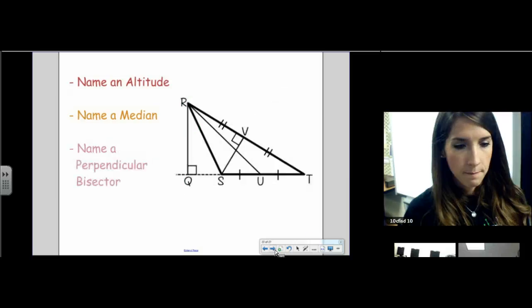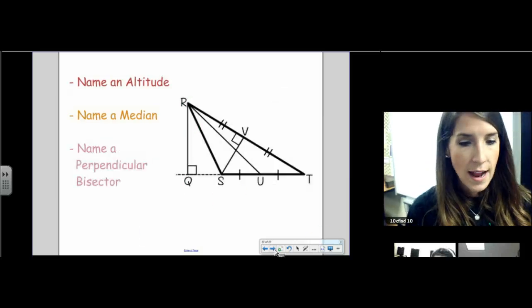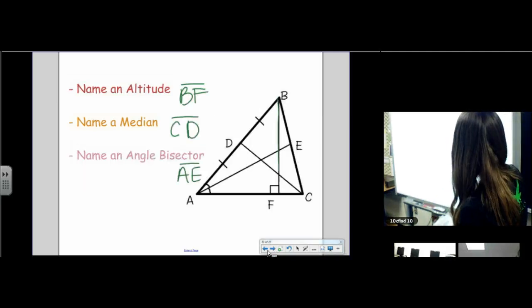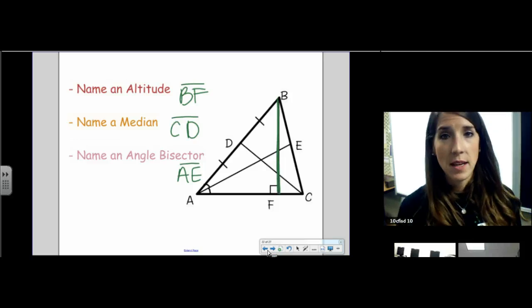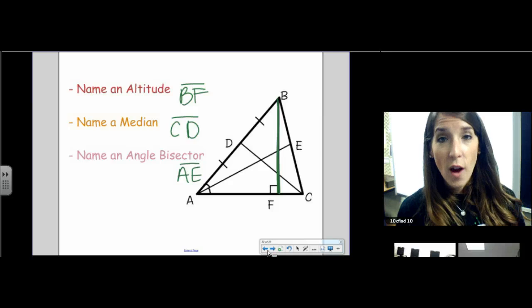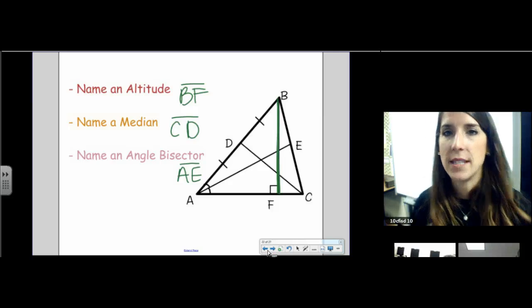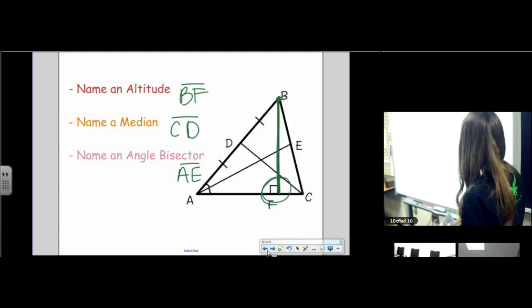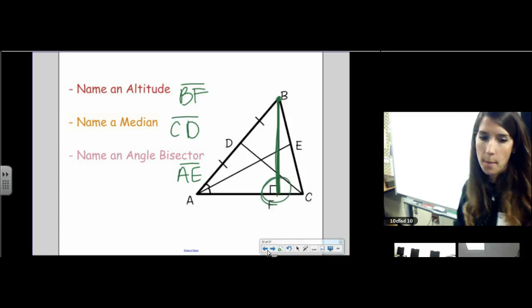Okay, next one. Oh, thank you for asking. You don't understand how this is an altitude. Okay. So an altitude is a segment from a vertex perpendicular to the opposite side. It's an altitude because it starts at a vertex and it is perpendicular to the opposite side.